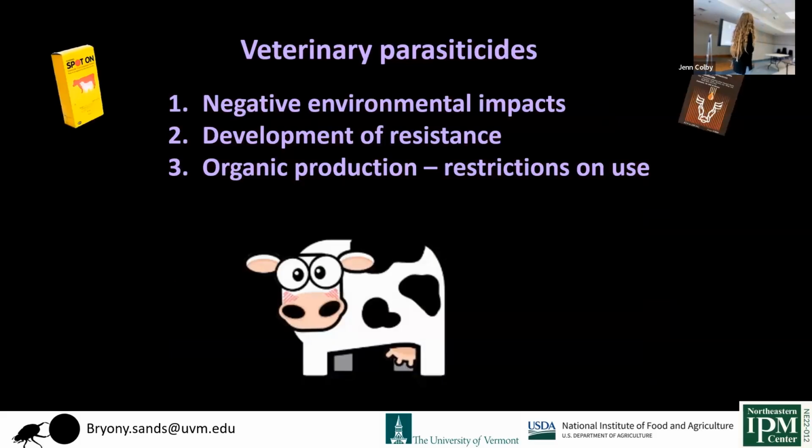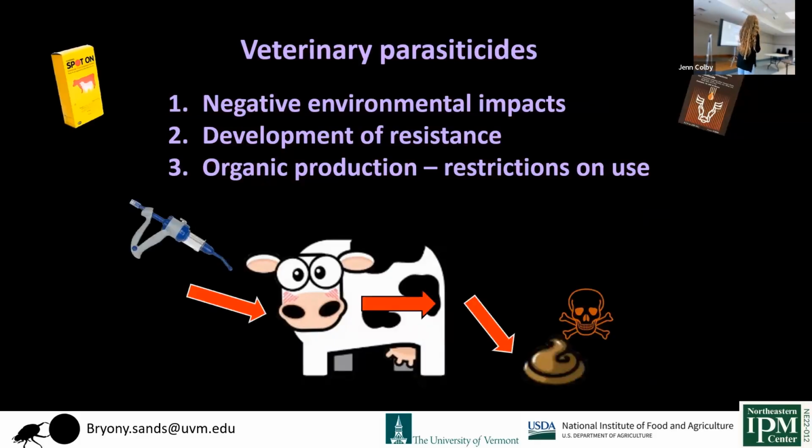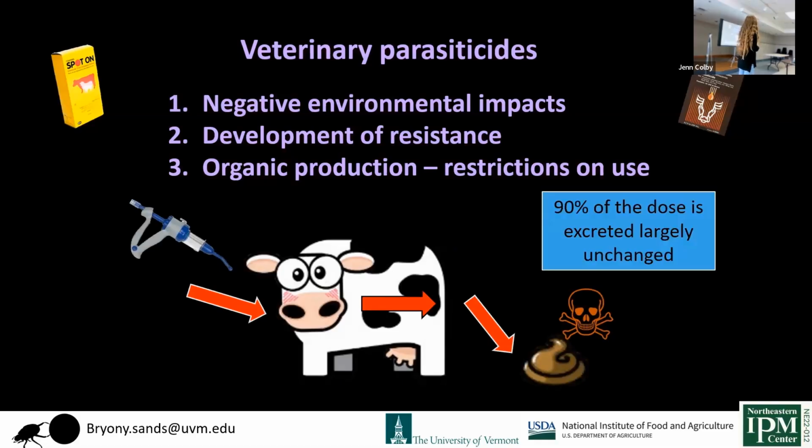Veterinary parasiticides are very effective, that's why they're used, but they do have some negative environmental impacts. I just wanted to mention they're designed to be insecticidal, but when we treat the animal, they actually pass out in the dung, and 90% of that dose can come out in the manure unchanged. We're essentially having insecticides in the manure, and that can have a knock-on impact on these beneficial insects.